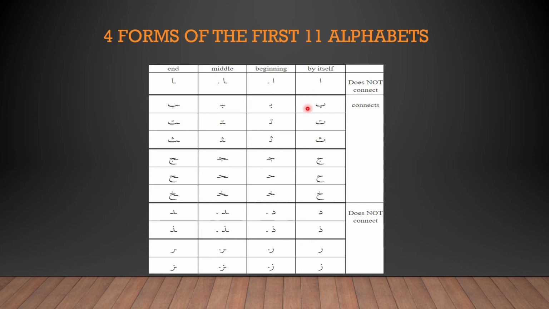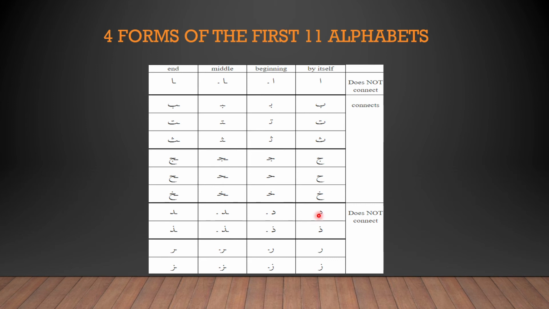Alif, Ba, Ta, Tha, Jim, Ha, Kha, Dal, Zal, Ra, Zay, Za. Alif, Ba, Ta, Tha, Jim, Ha, Kha, Dal, Zal, Ra, Zay, or Za.